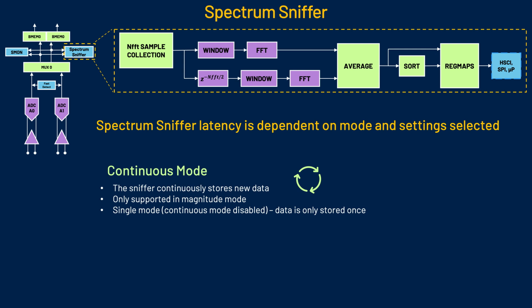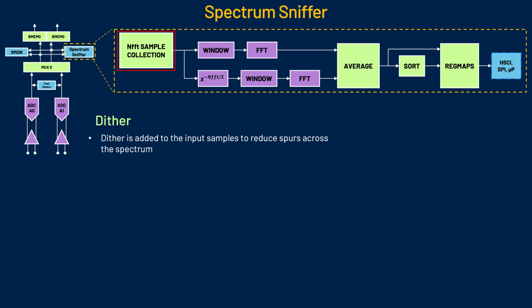If disabled, the sniffer will be in single mode, where the data is only stored when the block is signaled to. Hence, the user may miss critical data. The signaling process will be detailed later. Add dither if desired to the input samples to reduce spurs across the spectrum.